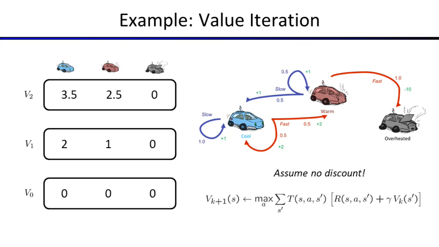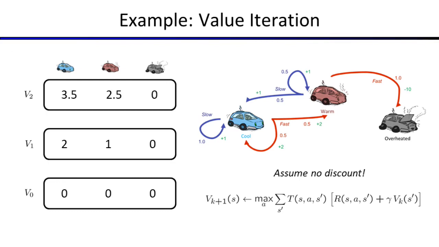Overheated has no values or actions under any circumstance, so it always has a value of 0. Next step, look at time of 2. You can either go slow and then act optimally. That means you have a 1 plus 2 100% of the time, which gives you a value of 3.